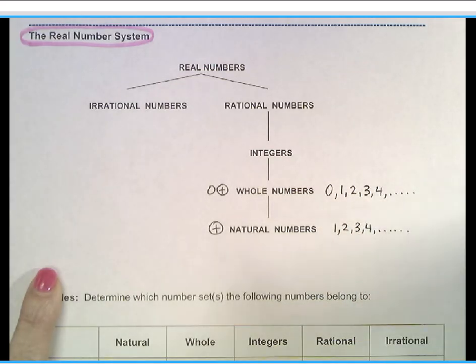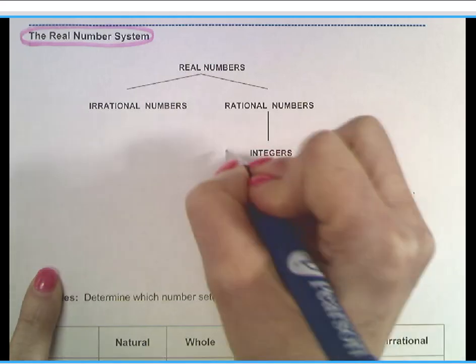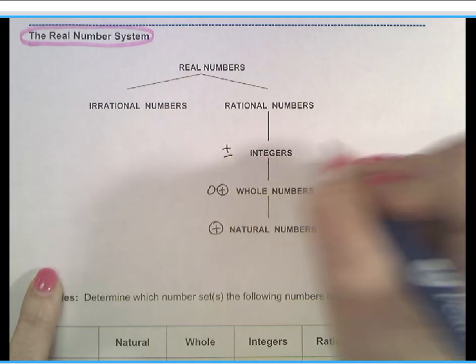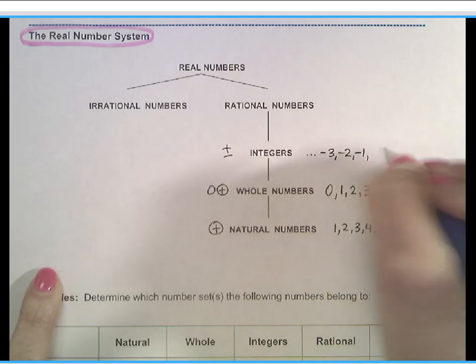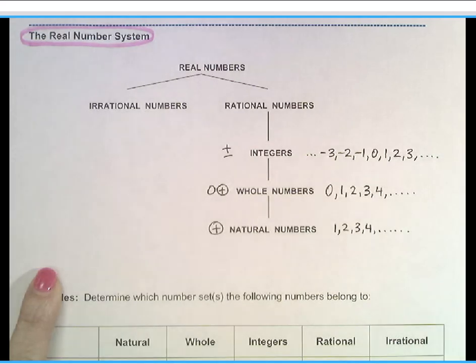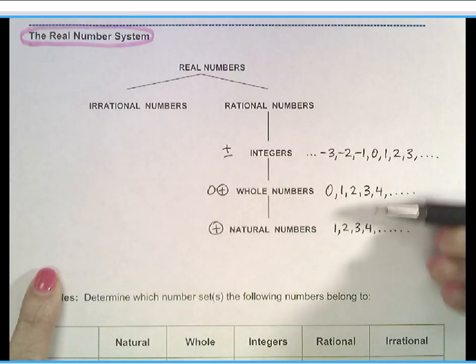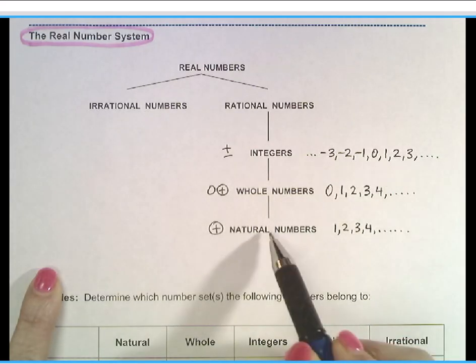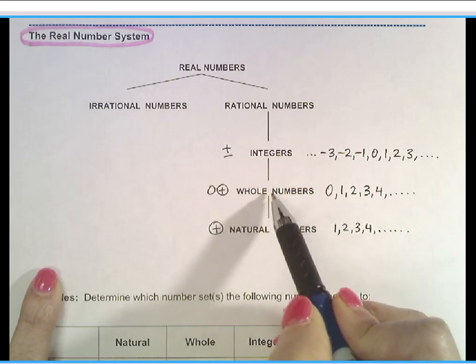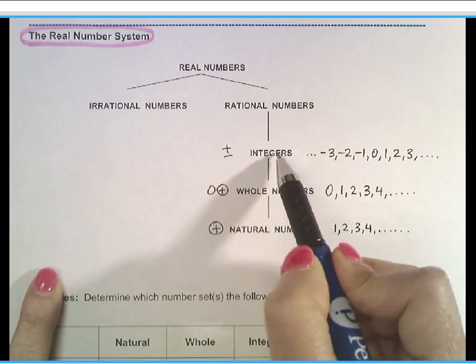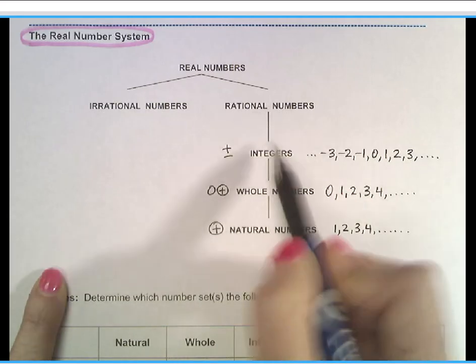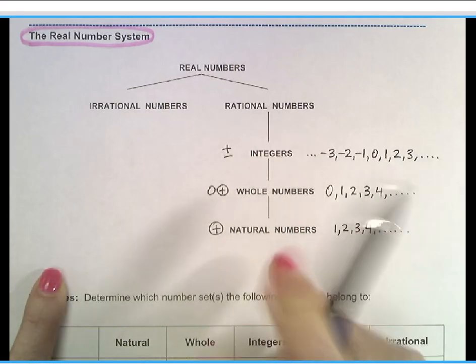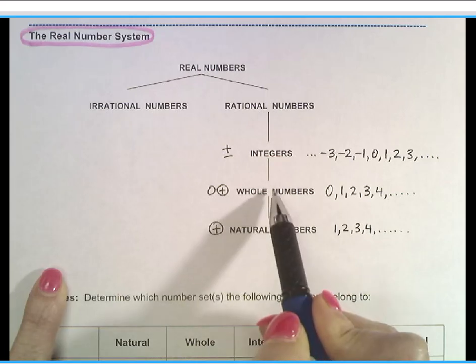The next concept you learn is the integers. That's your positive and negative numbers. This is when we learn that there are these things called negative numbers in the world. See how we're just building on each one? The natural numbers are included in the whole numbers, and the whole numbers are included in the integers, and the integers are included in the rational numbers. So these are all subsets, and all of these lower sets belong to the sets above them.